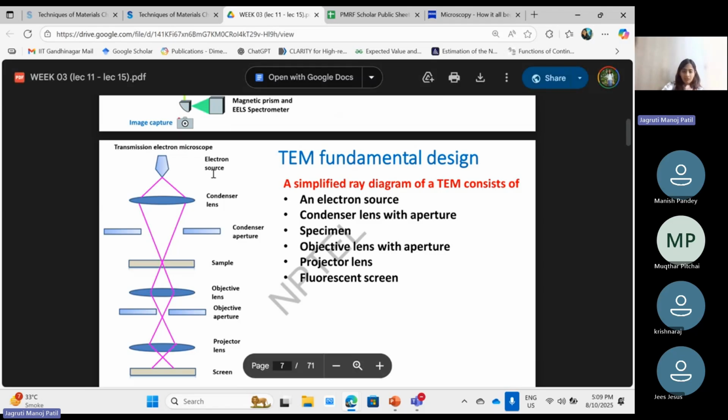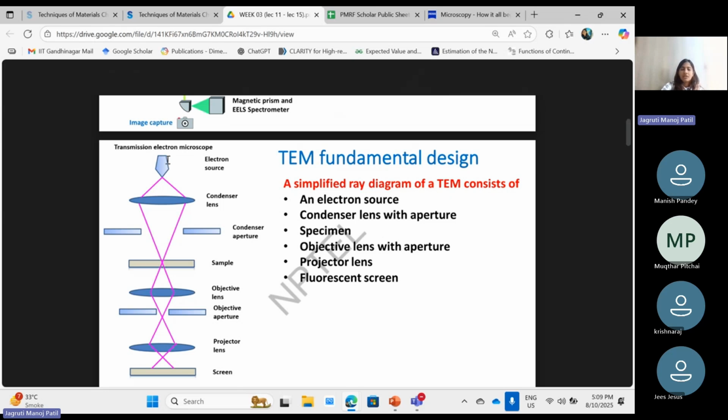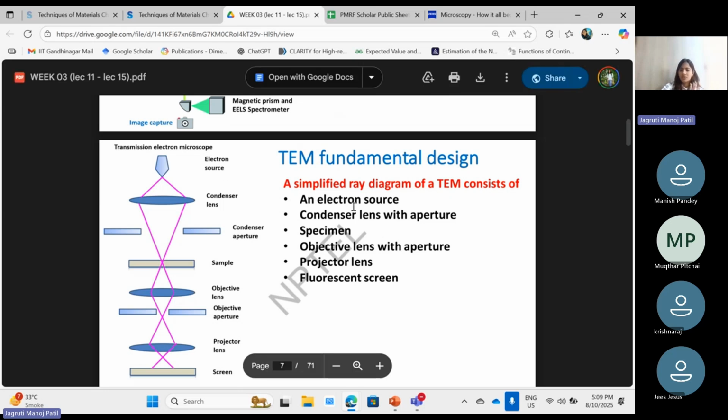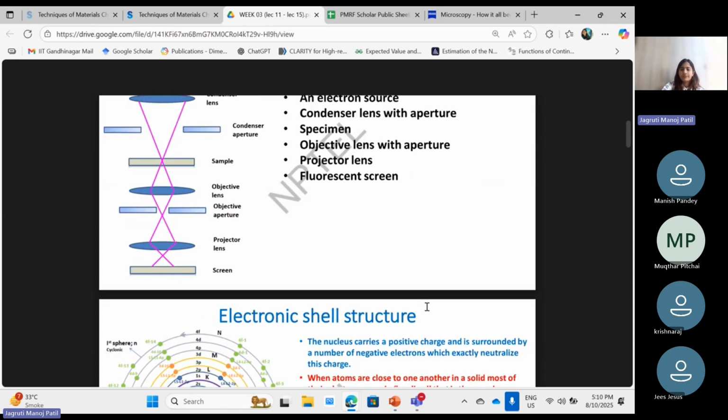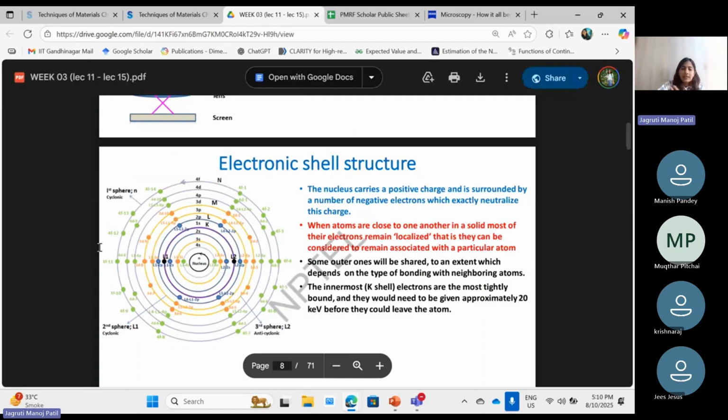So you have the source, the condenser lens, the aperture for the same, and you place your sample. The ray diagram is much simpler. You just have a source, a condenser lens with an aperture, a specimen, and all of those things. So this is the basic idea.